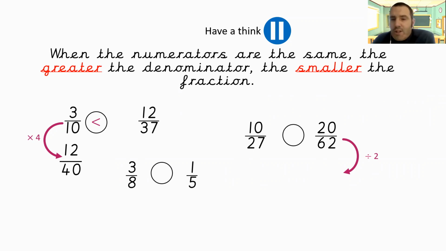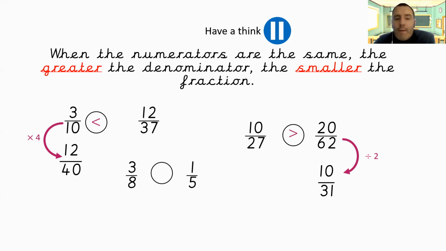As it is, this example, it will happily divide by 2. So 20 divided by 2 will get me 10. 62 divided by 2 will get me 31. So again, 31 is greater than 27. So in this instance, that's the smaller fraction. So 10/27 is greater than 20/62.